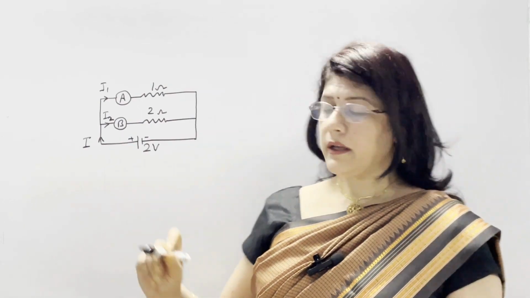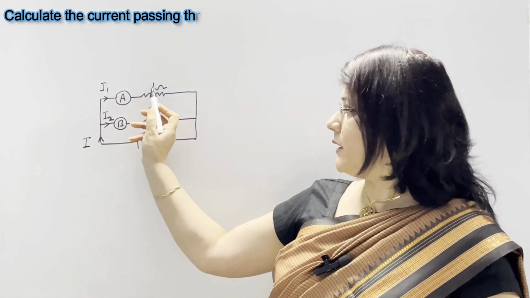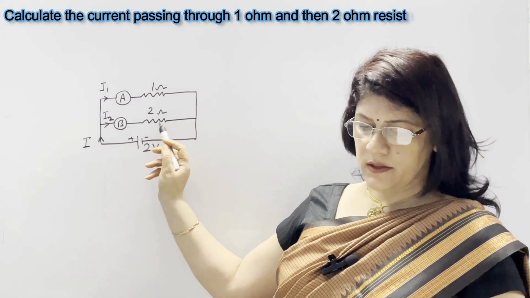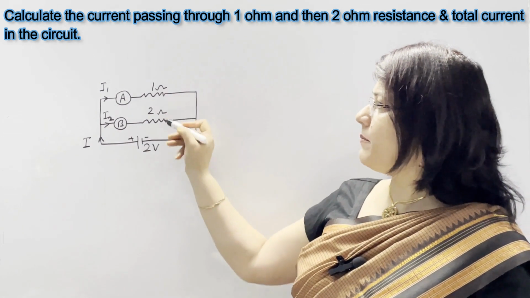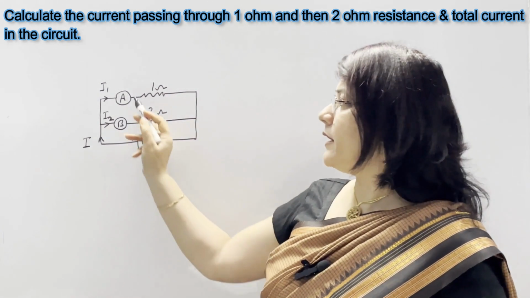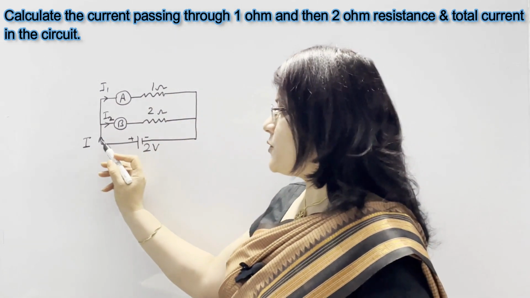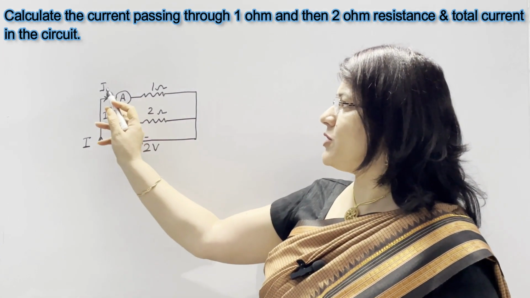In the next numerical, calculate the current passing through the 1 ohm and then the 2 ohm resistance, and the total current in the circuit. Now we know that these are in parallel combination here. So the potential difference is the same in these parallel branches. The total current I is divided into two branches, I1 and I2 here.